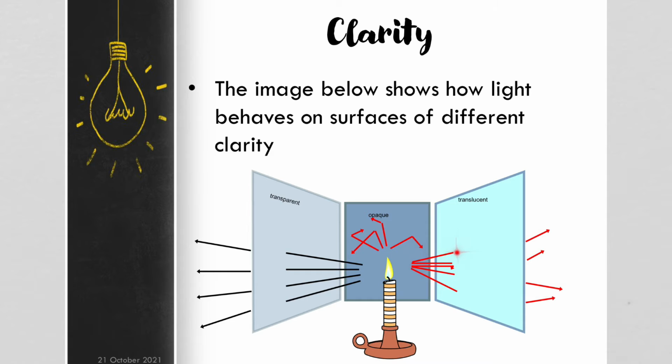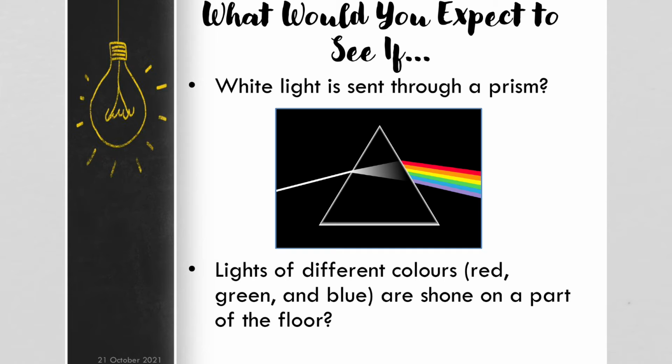Whereas translucent, it goes through, but there's some distortion. Some of it might not go through. You can't actually see the item clearly through a translucent object. You might be able to see the outline, but not the actual details of the object. So transparent, light all goes through. We can see clearly. Opaque, no light goes through. You can't see through it at all. Translucent, you can kind of see through it.